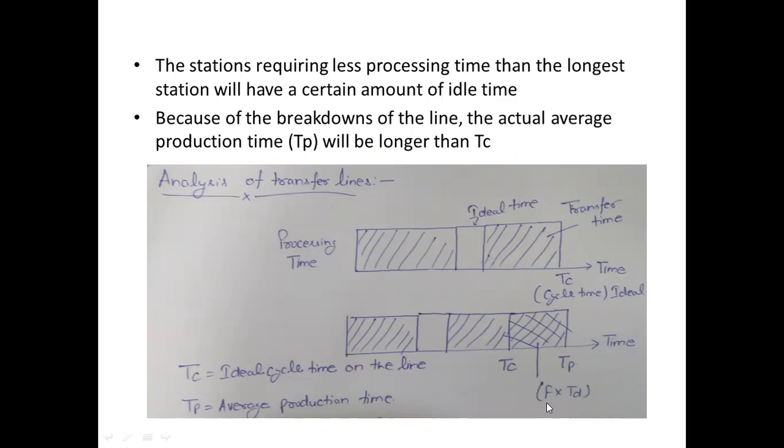If F is the frequency of the breakdown, then the breakdown time is F into TD. So you can calculate the average actual production time TP. First is the processing time, second is the idle time, and third is the transfer time, and then you add the downtime also, so that you can calculate the average production time. Therefore TC is the ideal cycle time on the line, and TP is the average production time. It may be noted that TP is greater than TC, right?